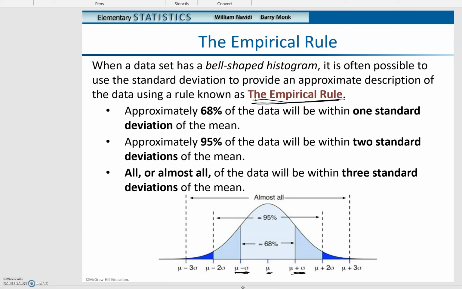Approximately 95% of the data will be within two standard deviations. So again, from here, minus two standard deviations, plus two standard deviations. Almost all of the data will be within three standard deviations, so from here to here. Almost all is approximately 99.7%, but for this section they use the terminology almost all.